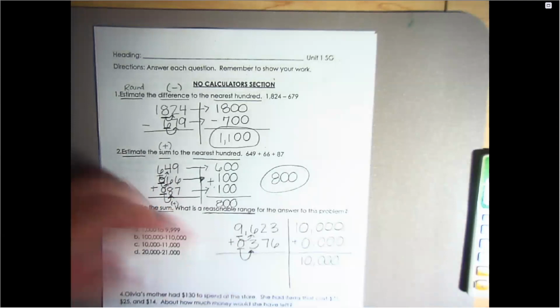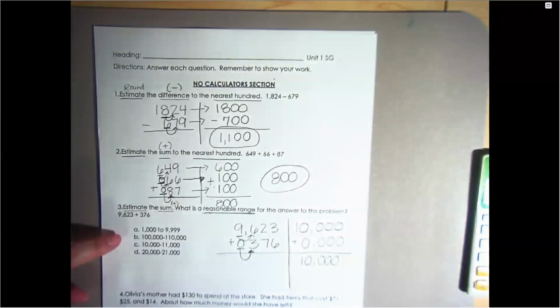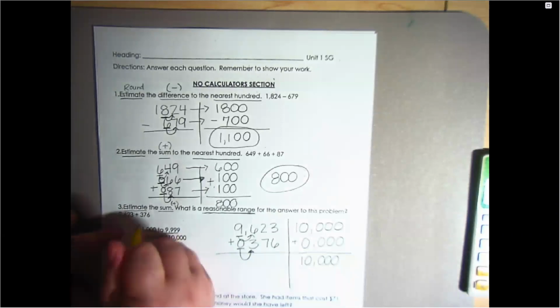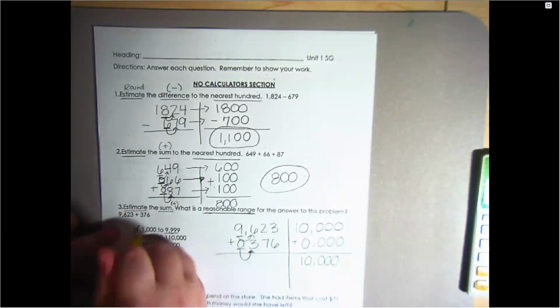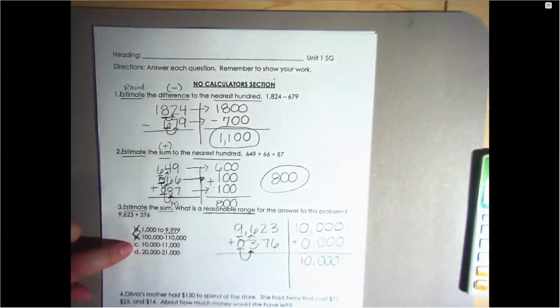Now, if I look at my answer choices, A, 1,000 to 9,999, that is not reasonable because 10,000 is greater than 9,999. So I'm going to cross that out. Now, letter B, 100,000 to 110,000. 10,000 is less than 100,000, so that is not the answer.